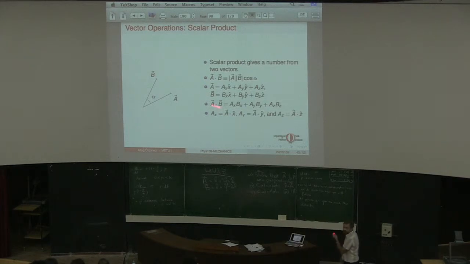It is this one that we are using. I'm multiplying the x components, adding the product of y components, adding the product of z components. For any vector, I can always calculate the scalar product either like this, if I know the components, or like this, if I know the lengths and the angle between them. Both are equal.